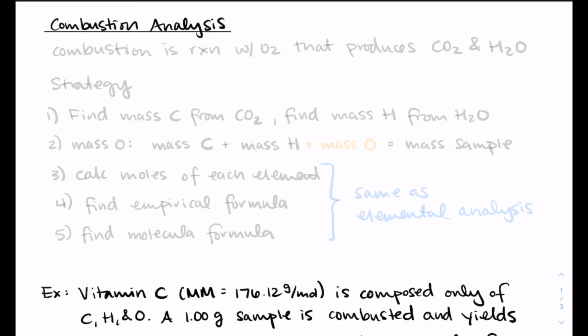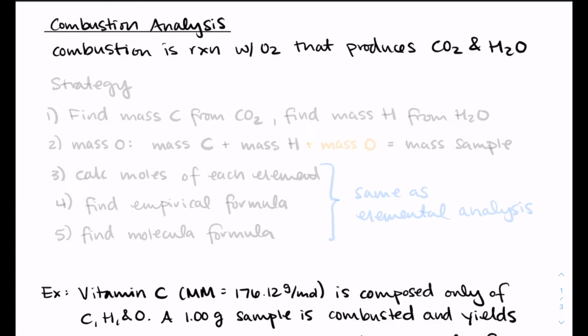The next analysis that will give us data that we can use to find empirical and molecular formulas is called combustion analysis. This is also a type of analysis that chemists do regularly, and it is very similar in strategy to finding the empirical and molecular formula like we did from elemental analysis. But because the data comes from a different method, there are some tweaks to the beginning.